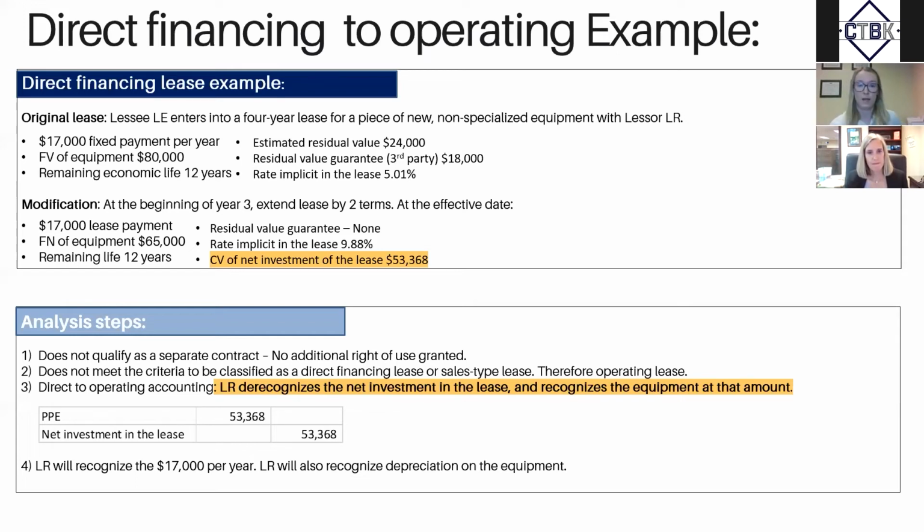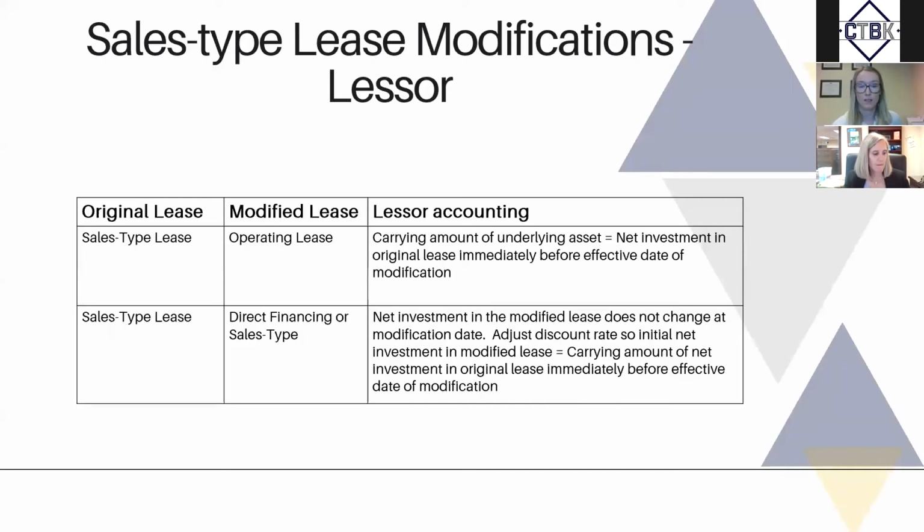So then the next slide, we'll talk about sales type lease modifications. This is the last classification modification that we'll talk through. And these do kind of overlap with some of the direct financing accounting treatment for the lessor. So we're just going to touch on these more at a high level. But if you have a sales type lease that is modified to an operating lease, the lessor is going to recognize the carrying amount of the underlying asset equal to the net investment right before the modification was effective.